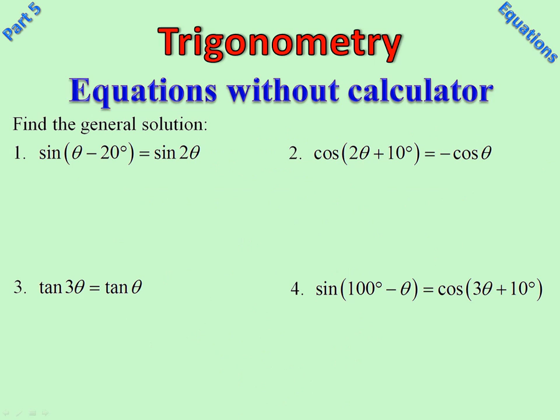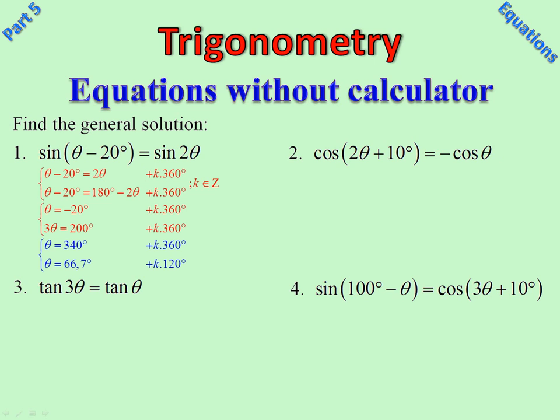Here's some more to try yourself. Using pause. Should be straightforward. There we are. That equals that plus k360, or that equals 180 minus that plus k360. Now we just solve both. There we are. Which means finally, you see this became theta equals minus 20, which I'm going to write as 340. 3 theta is 200, so divide by 3, so that's how we get the 120.